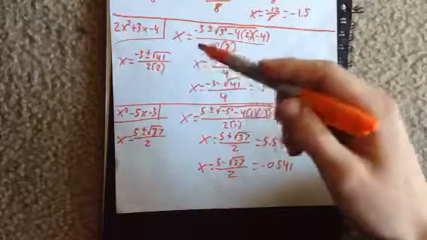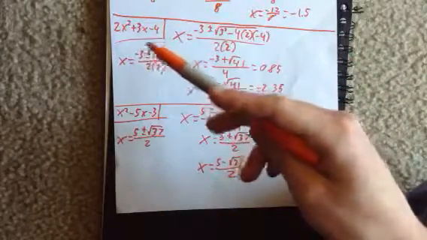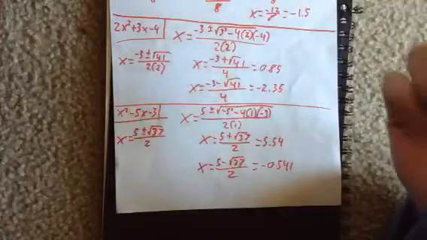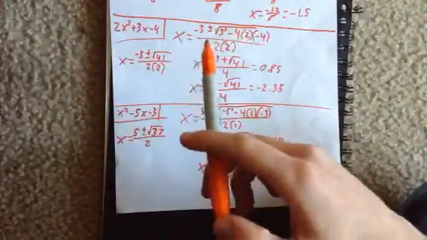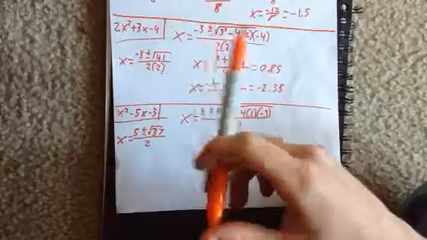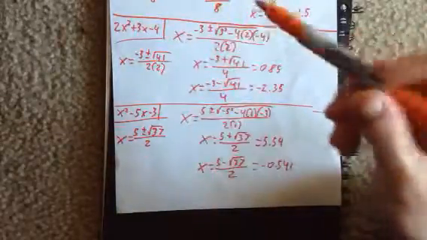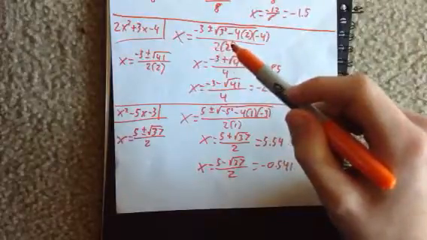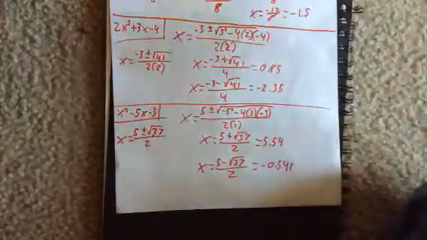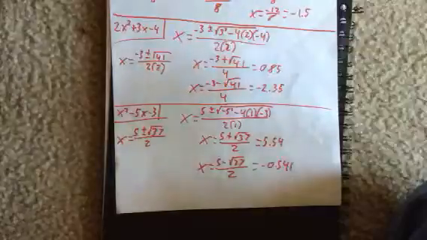So next one is 2x squared plus 3x minus 4. Insert that into our formula, and we get x equals negative 3 plus minus square root of 3 squared minus 4 times 2 times negative 4, over 2 times 2.